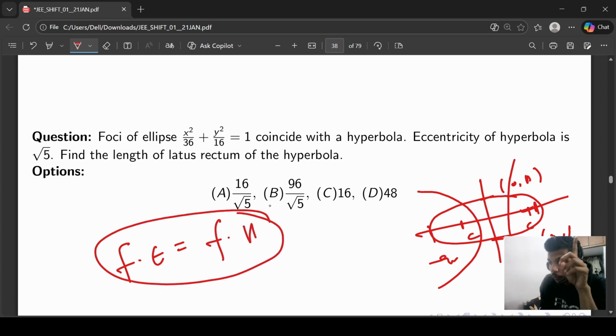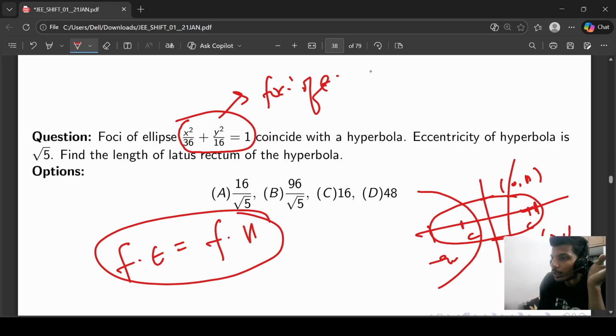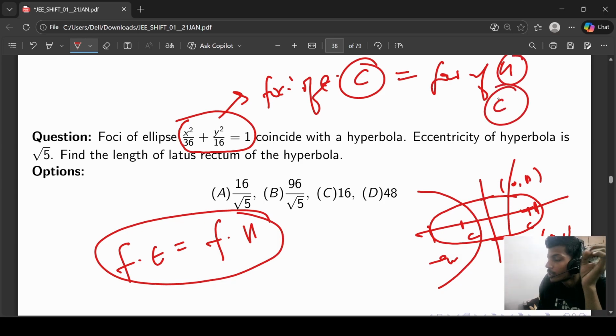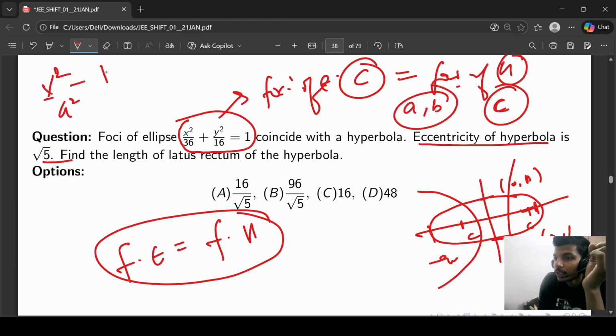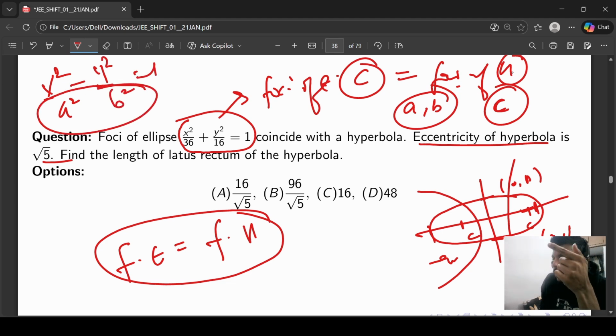So in this question, the equation of the ellipse is given to us. I will find the foci of the ellipse. Let's say we get the value of c. I know that the foci of the ellipse is equal to the foci of the hyperbola, so I will get the value of c for the hyperbola. If I know the value of c, and the eccentricity of the hyperbola is given, I can simply find out the value of a and b for the hyperbola, right? The equation is x square divided by a square minus y square divided by b square is equal to 1. I can find a and b with the help of the foci of the hyperbola and the eccentricity, right? If I get the value of a and b, I can simply find the length of the latus rectum.